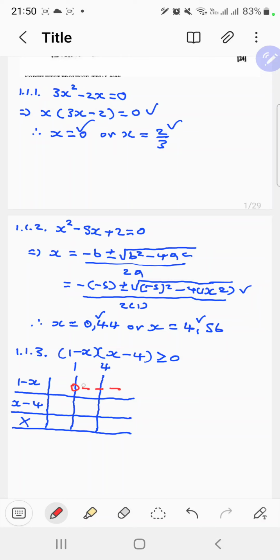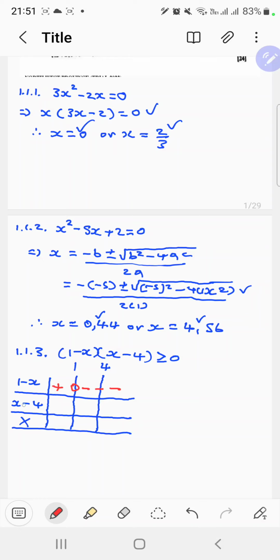So basically, we're going to test the values between 1 and 4, then values greater than 4, and then values less than 1. You put a 0 there, we get a positive. If you find one side is negative and you have a 0 in between, the other one logically is going to be positive.